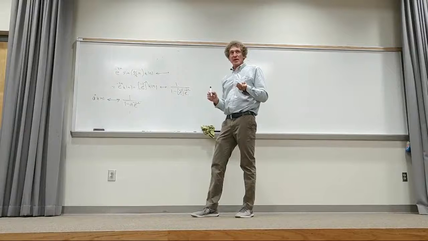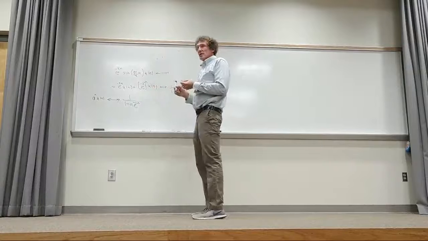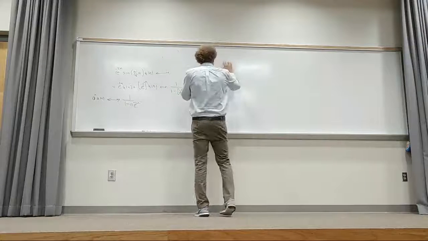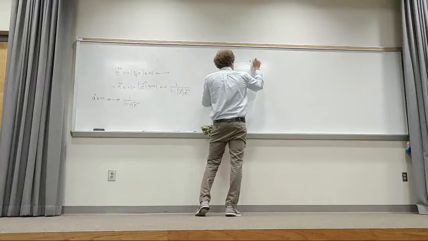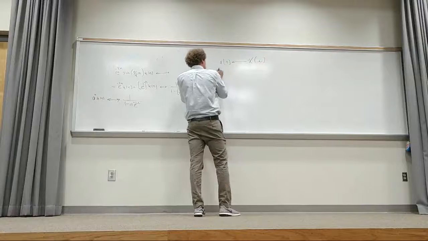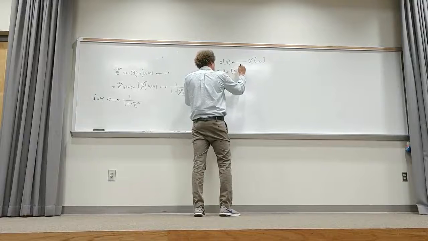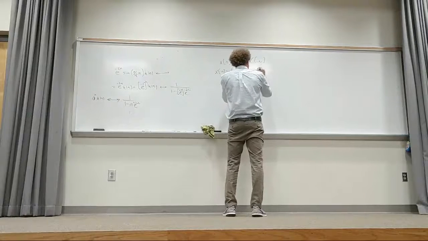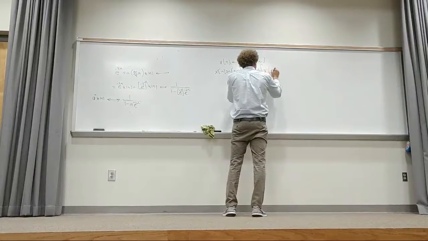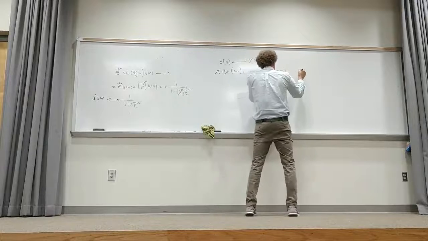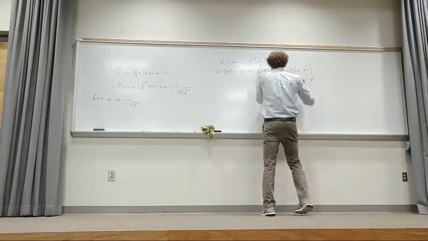Are you with me? Now, use the properties. That's a sine, right? So what do you know? If you have any x of n, and we know the relationship to X of capital omega, then if we have x of n times the sine of omega naught n, that goes to simply j over 2 times X of omega plus omega naught, minus X of omega minus omega naught. Do you agree with me?